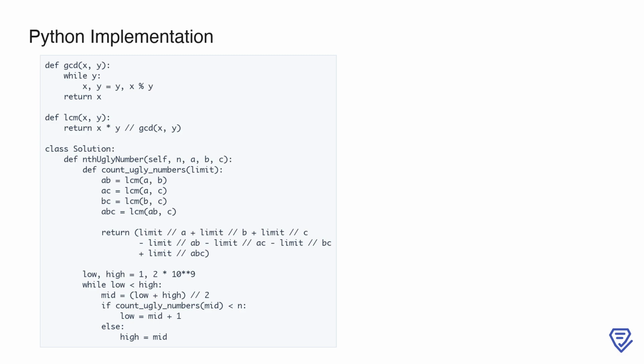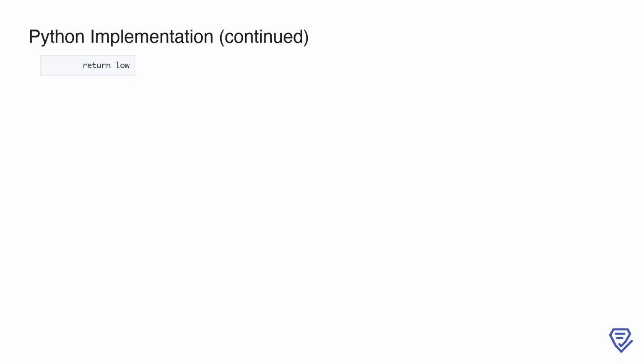The binary search works by calculating the midpoint and checking if the count of ugly numbers up to this midpoint is less than n. If it is, we adjust the lower bound to mid plus 1, otherwise, we adjust the upper bound to mid. Finally, once the binary search converges, the value of low will represent the smallest number that satisfies the condition of being the nth ugly number. By returning low, we provide the result of the computation.